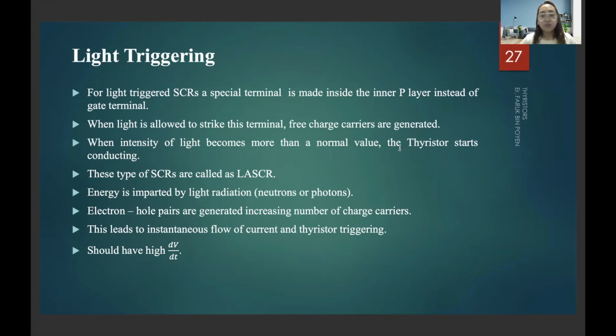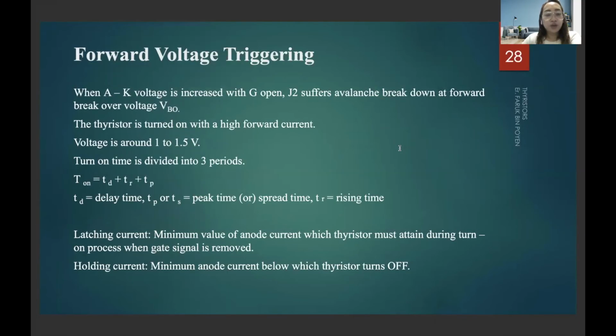Should have a high voltage derivative. As we go along the thyristors, most of the time, we need to break down junction 2 for the thyristor to work. Forward voltage triggering, this is usual. In forward voltage triggering, the voltage is applied across anode to cathode. So I don't need to discuss this further. Again, we have the latching current and the holding current.